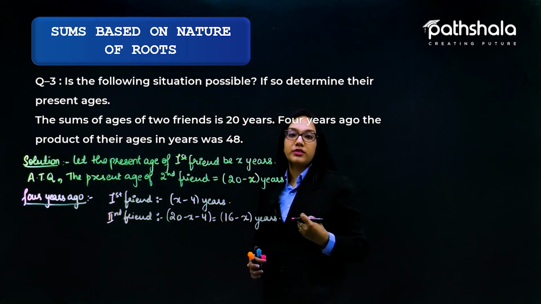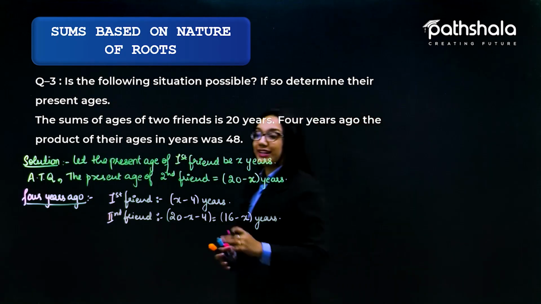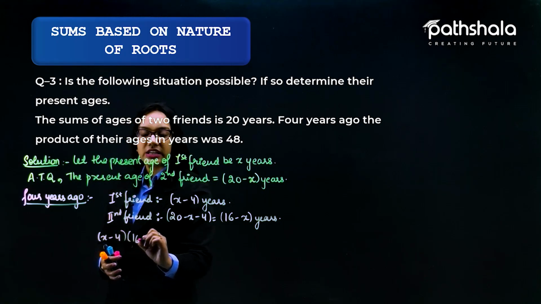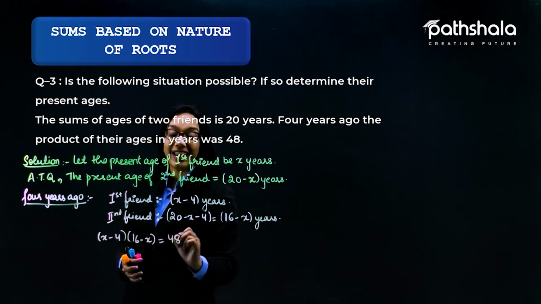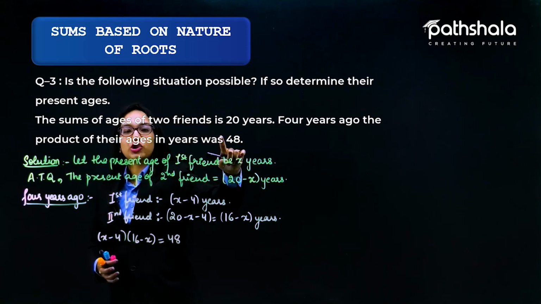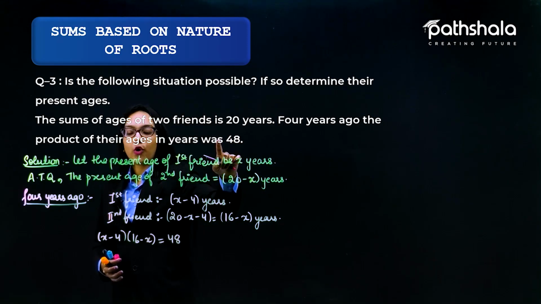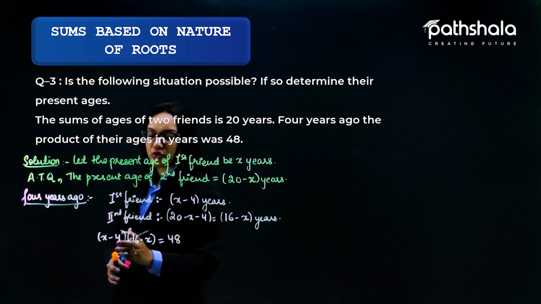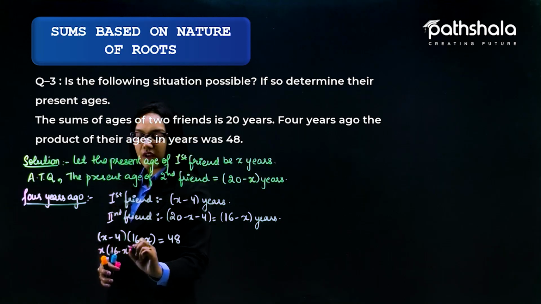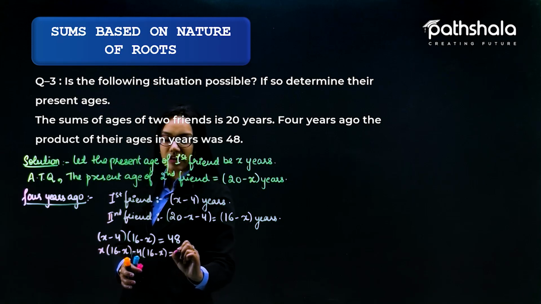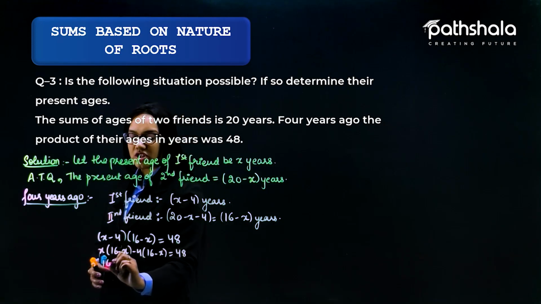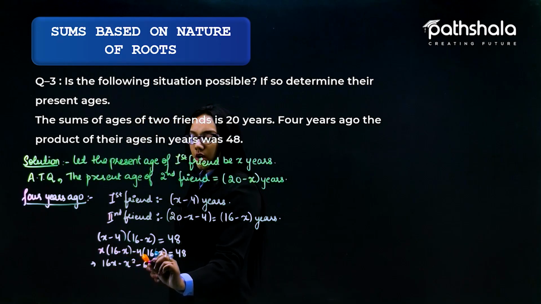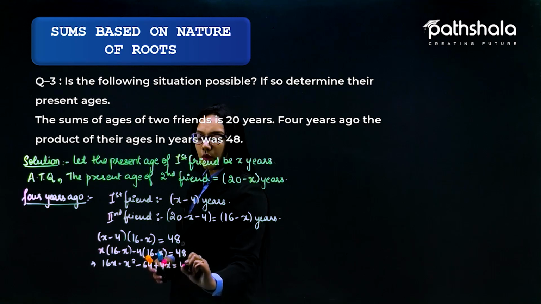Furthermore, it says 4 years ago the product of their ages. It means that we have to take the product of these two, X minus 4 and 16 minus X, equal to 48. It is mentioned already that the product of their ages was 48. So (X minus 4) into (16 minus X) is 48. Now let's sort out this equation. So we have X(16 minus X) minus 4(16 minus X) is equal to 48. Furthermore, we can write 16X minus X square minus 64 plus 4X which is equal to 48.